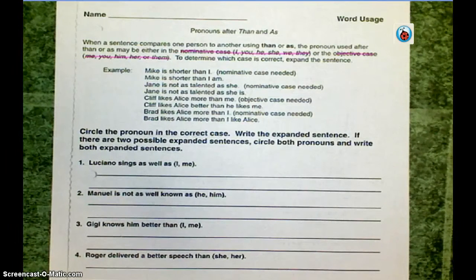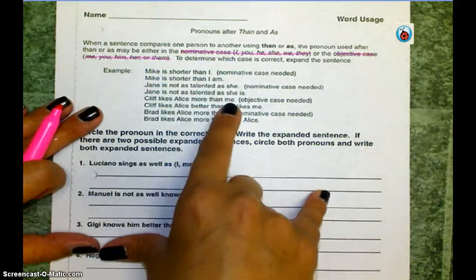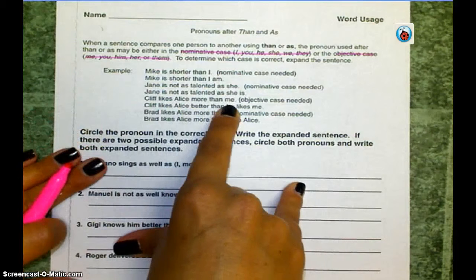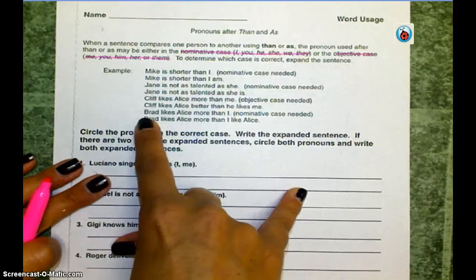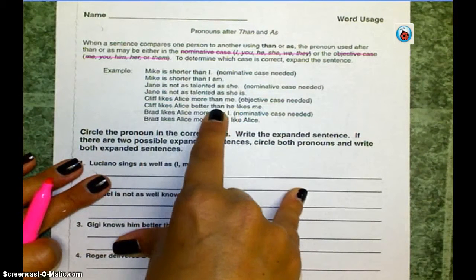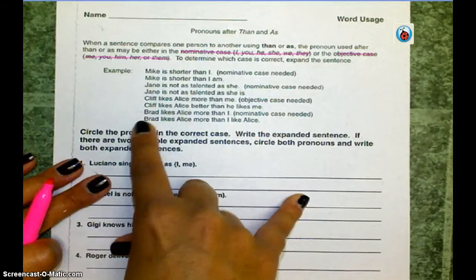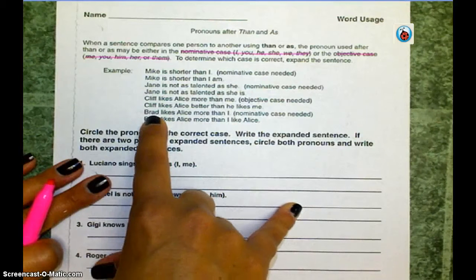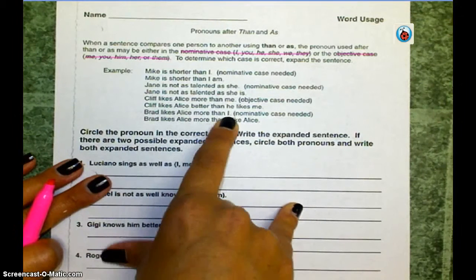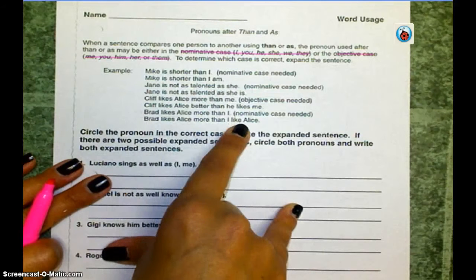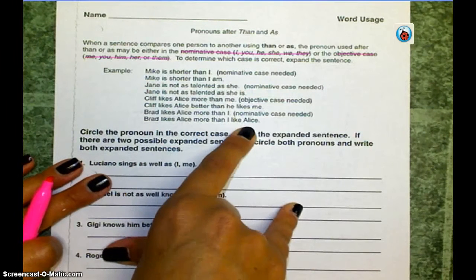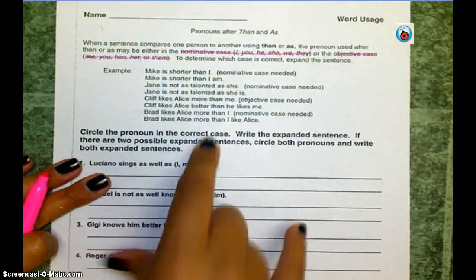And I know this is going to sound confusing, and that's why we're going to do it like this. Brad likes Alice more than I. Brad likes Alice more than I like Alice. Or, and it can go either way here, Cliff likes Alice more than me, because Cliff likes Alice more than he likes me. You can do the same thing with Brad. Brad likes Alice more than me. Brad likes Alice more than Brad likes me. Or Brad likes Alice more than I like Alice. So it depends on how you expand the sentence.